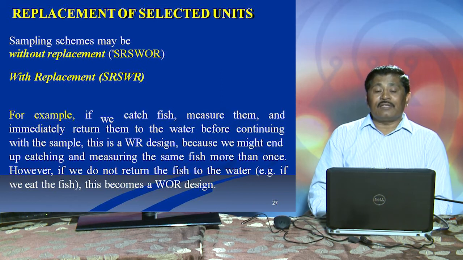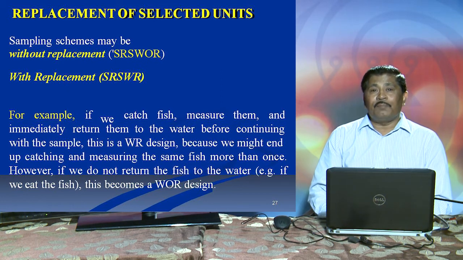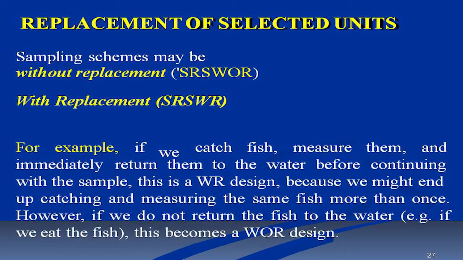There is another method also, called simple random sampling with replacement. With replacement means that once the observations are selected and recorded, the unit is again kept back in the population. So, we say it is with replacement sampling. Both kinds of sampling can be used in research, that is, without replacement and with replacement.